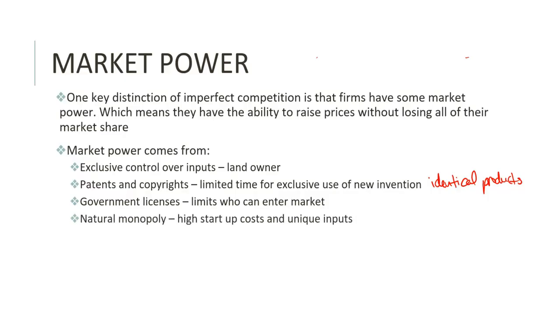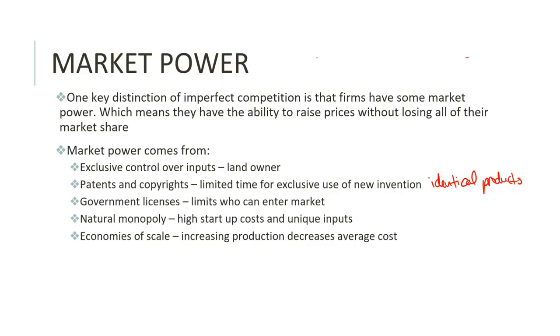Sometimes this is going to be through a natural monopoly. This is any industry that has really high startup costs or unique inputs. Sometimes utility companies are considered natural monopolies because it would be very expensive to create a competing utility company. Economies of scale: anywhere increasing production is going to decrease average cost.